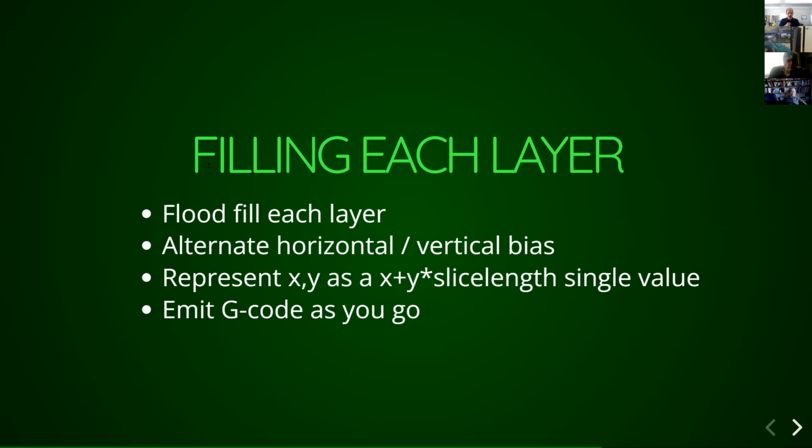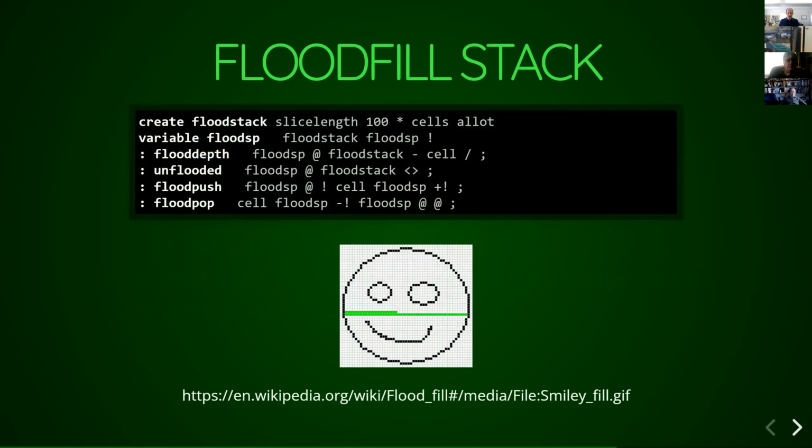So I do the simple trick of alternating the flood fill so that it has a horizontal versus a vertical bias. And then I represent the positions as a single number to make it convenient to put them on a stack. So an X value plus a Y value times a slice length. And then as you're doing the flood fill, you simply emit G-code operations to describe the path that you have found within one layer. And then you need to keep a stack to be able to keep your place, and get another stack to keep your place within the flood fill.